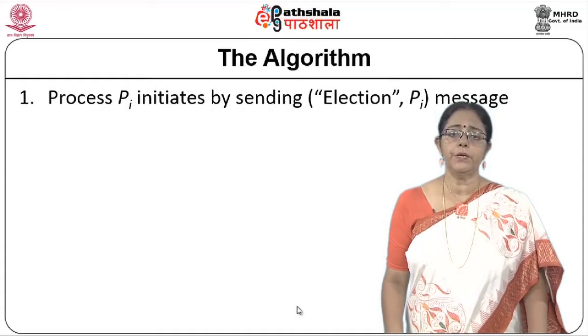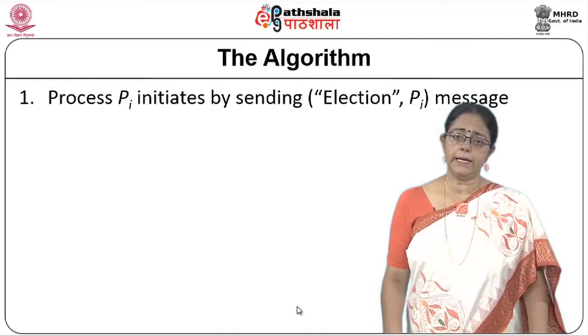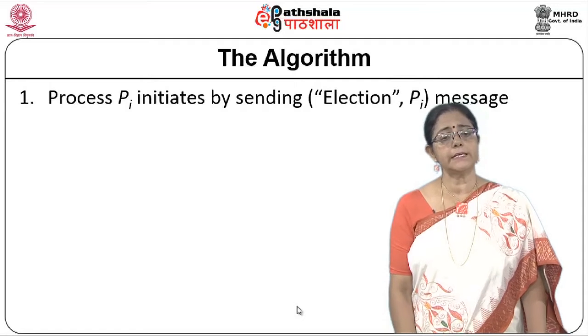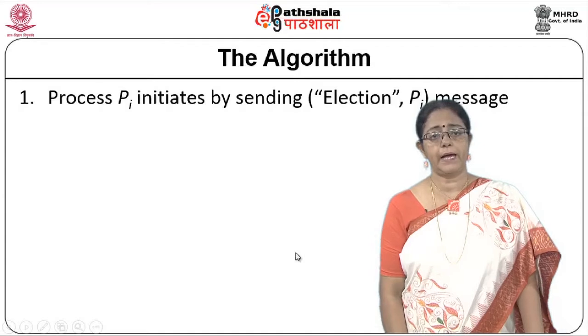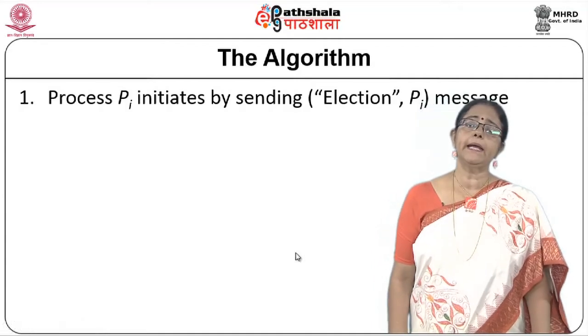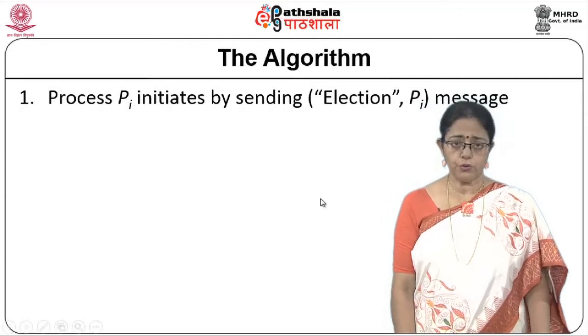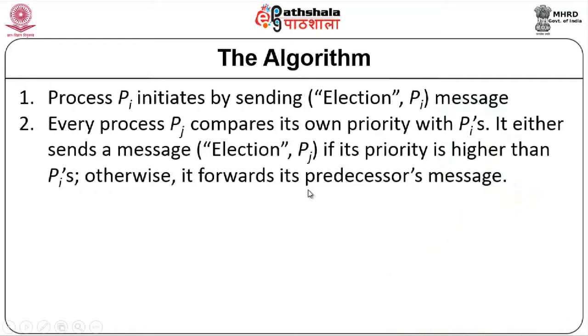We call this node the initiator node for the election algorithm. Now, let us assume Pi initiates this election by sending an (election, Pi) message to the next node. So, I am starting an election and my ID is Pi. Now, any process which receives this particular message (election, Pi), if this receiving process is say Pj, then Pj will compare its own priority with the priority of Pi. Now, priority can be set to be anything.